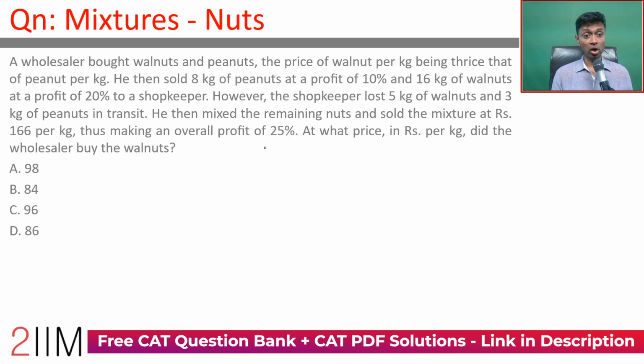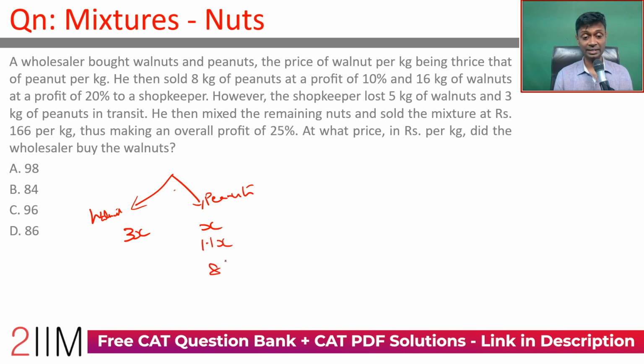A wholesaler bought walnuts and peanuts, the price of walnut per kilogram being thrice that of peanut per kilogram. Fine. So walnut, peanuts. This is X per kilogram. This is 3X per kilogram. He then sold 8 kg of peanuts at a profit of 10%. So he sells this at 1.1x and he sells 8 kilograms of it. And 16 kilograms of walnut at a profit of 20% to a shopkeeper. From 3x, 20% profit, 3.6x, 16 kilogram.